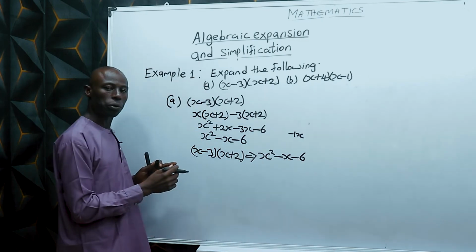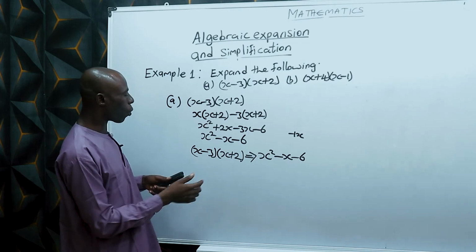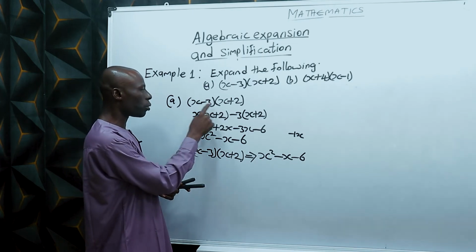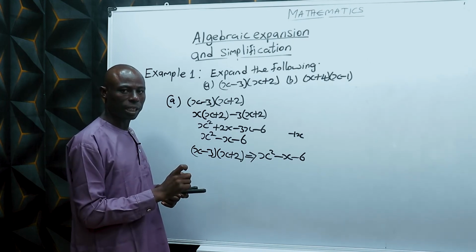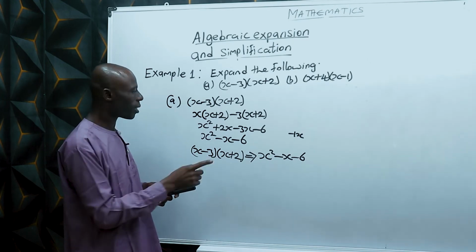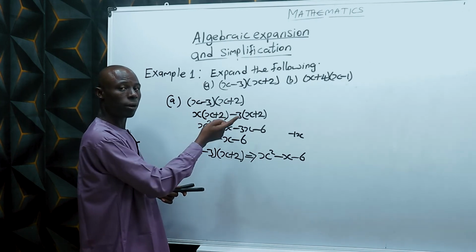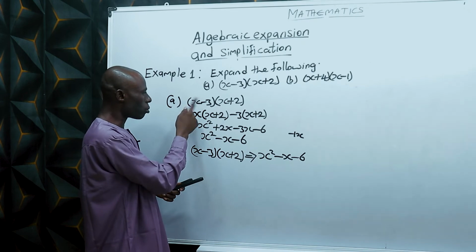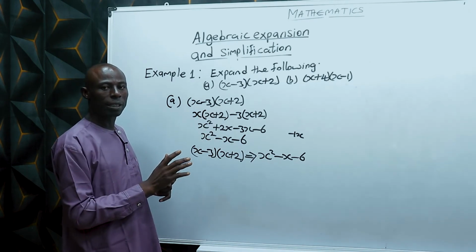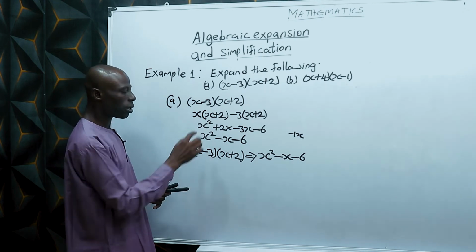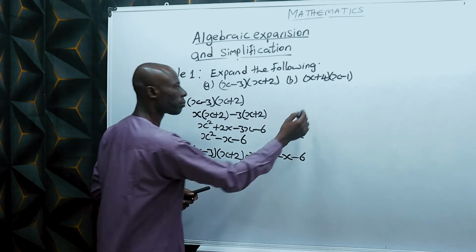That is direct approach. But this direct approach is only possible when the coefficient of the variable in the two brackets is 1 in each case. As you can see, coefficient of x here is 1, of x here is 1. If the coefficient is like 2, or here 3, something like that, you cannot use that direct approach. You have to do the expansion practically. Question B.